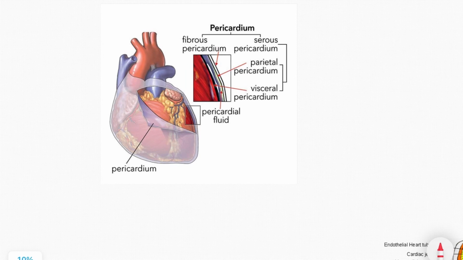Hello everyone, today we will discuss the pericardium. So first of all, what is the pericardium? Peri means around and cardium means heart. So it is a fibrous serous sac which surrounds the heart and the root of the great vessels.